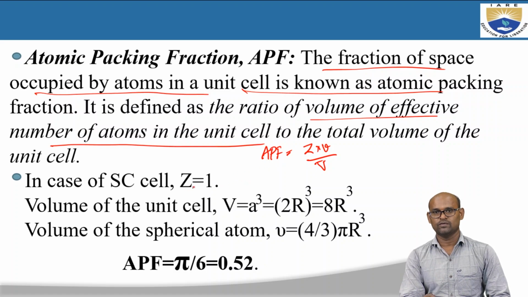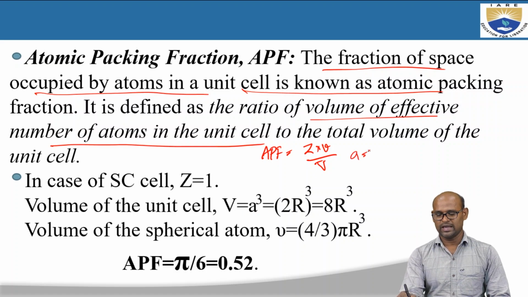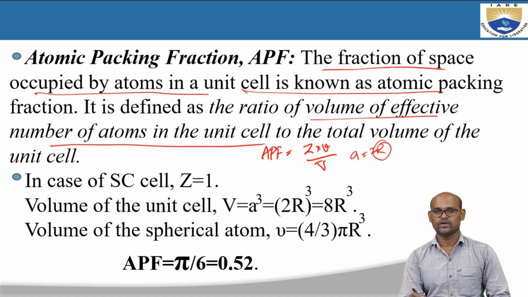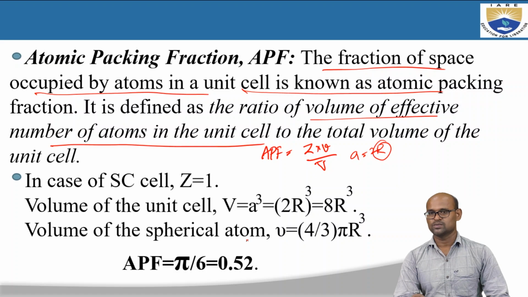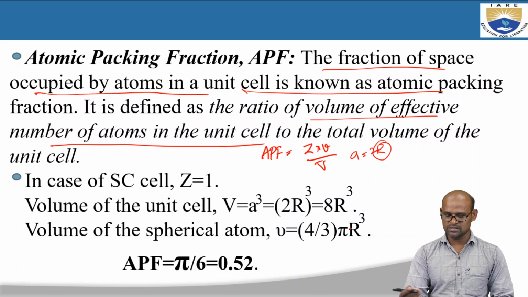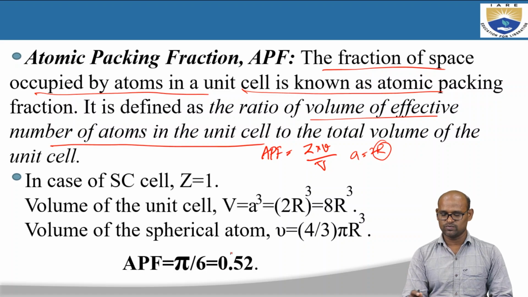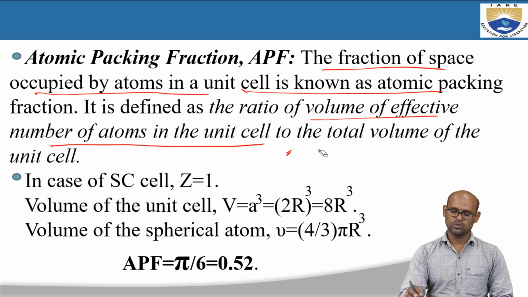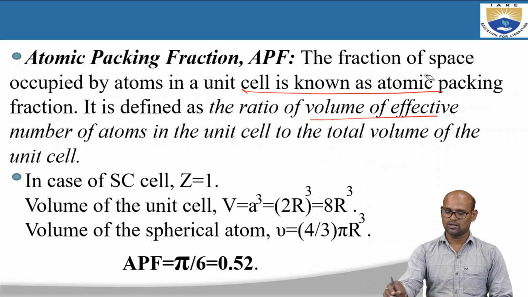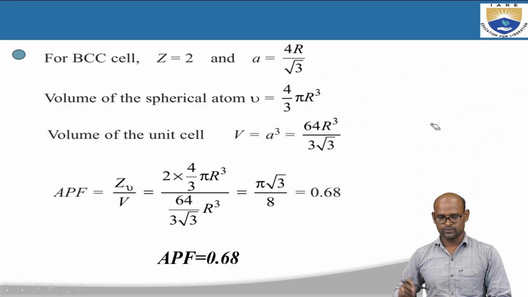Let us calculate it for the simple cubic unit cell. Z is equal to 1, and the volume is a cube. For simple cubic, a is 2R, where R is the radius of each atom. So a cube is 2R cube, which is 8R cube, and the volume of each atom, considering spherical atoms, is 4 by 3 pi R cube. So the atomic packing fraction is Z into v, so 1 into 4 by 3 pi R cube divided by 8R cube. We get pi by 6, which is 0.52. So the atomic packing fraction for the simple cubic lattice is 0.52.